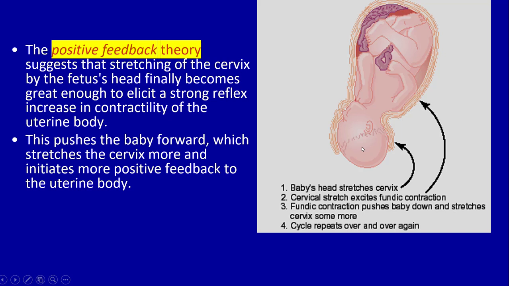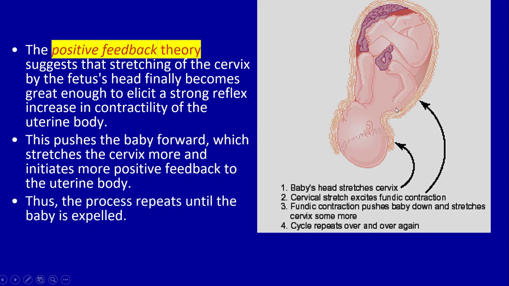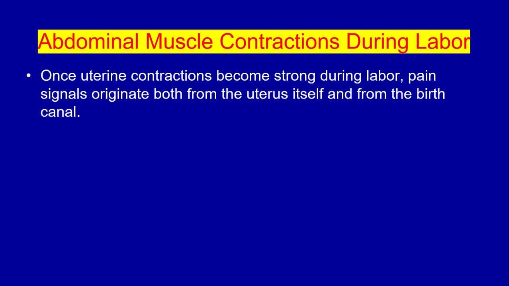This pushes the baby forward, which stretches the cervix more and initiates more positive feedback to the uterus. When the contraction in the body occurs and pushes the baby down in the cervix and causes more stretching of the cervix, more impulses are sent to the uterine body and there is further increase in contraction of the uterus. Thus the process repeats until the baby is expelled.